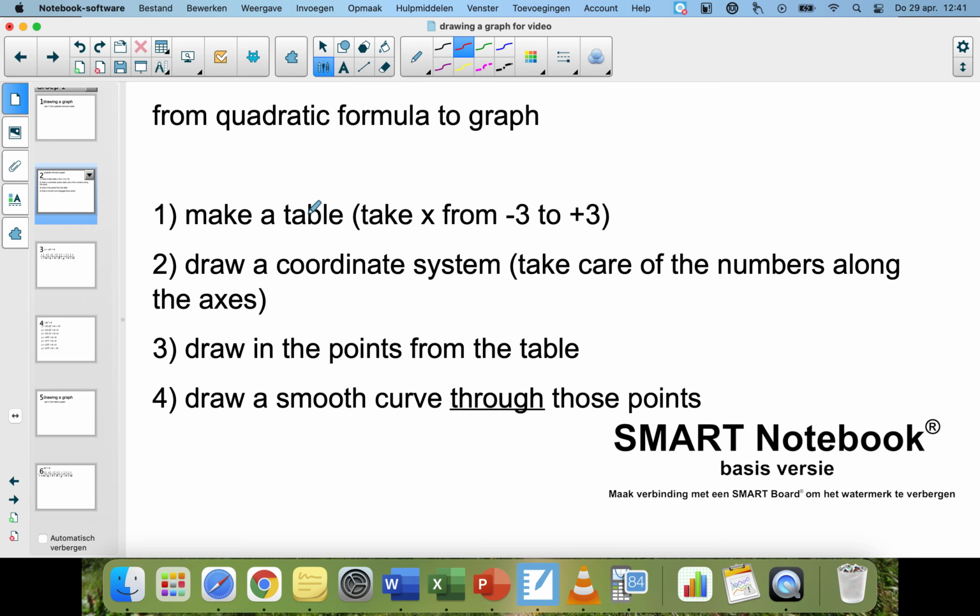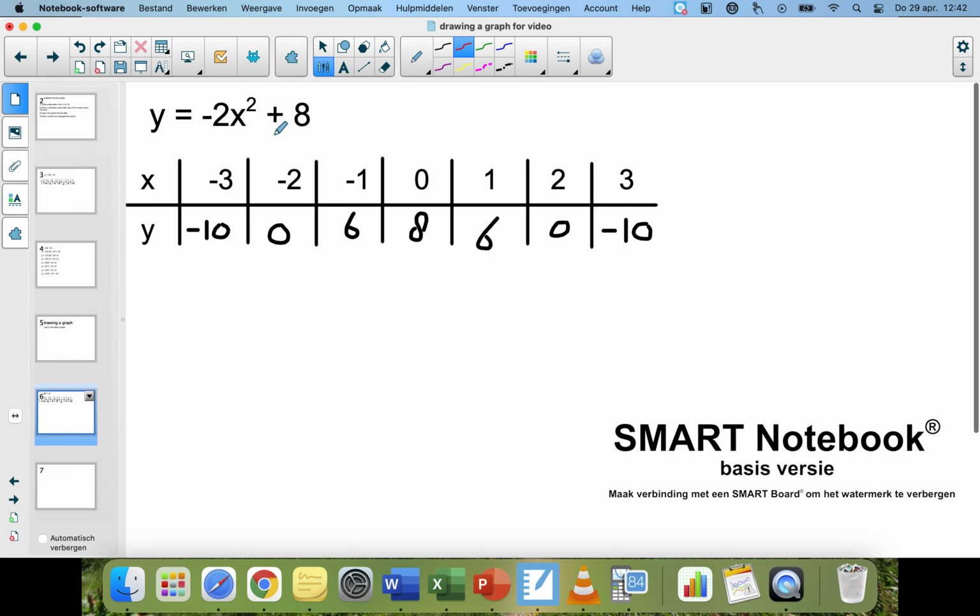So step 1 is always going to be make a table. We did that in the previous video. And with that table we can now draw the coordinate system, draw in the points, and finally draw the smooth curve through those points. If it's a quadratic formula, it needs to be a smooth curve. So let's have a look at the table we made in the previous video. For the formula y is minus 2x squared plus 8, we got this table.